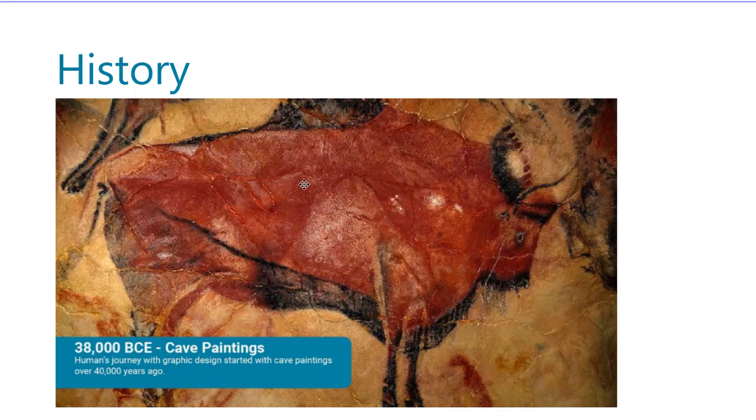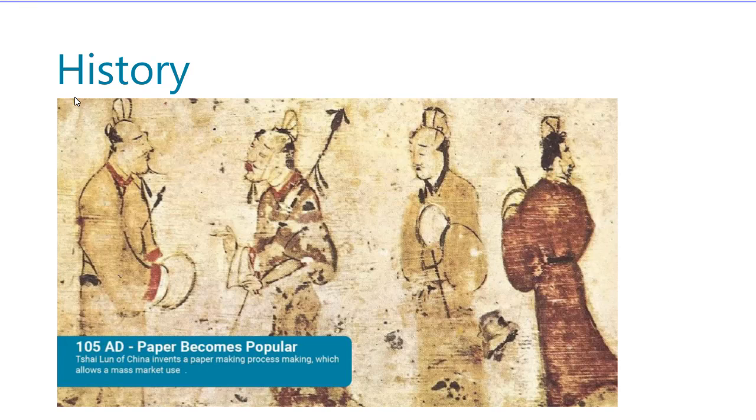So us humans, back in the day, check this out down here. 38,000 BCE. We were already becoming little artists. So look at this amazing cave painting way back in the day. Then the next big revolution was the invention of paper. So 105 AD. Some dude in China finds an easy way to make paper, and this allows us to constantly draw and distribute artwork to the masses.